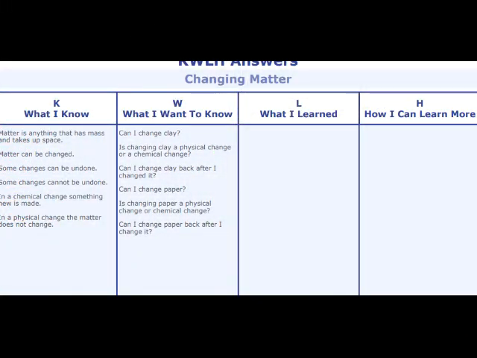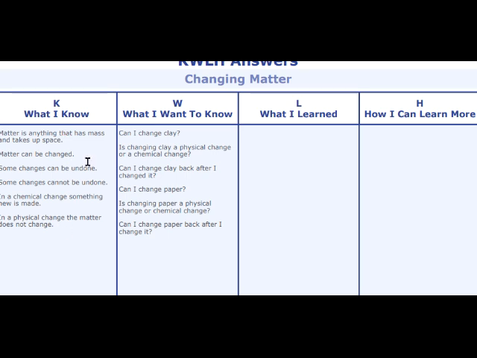If you click on that second box, it's going to take you to this example, and there are a lot of sentences. Do you need to write this many sentences? No, but these are great examples if you just want to write 1 or 2 like I did. It says, matter is anything that has mass and takes up space. You already know that. Matter can be changed. Some changes can be undone. Maybe you do already know that. Some changes cannot be undone. In a chemical change, something new is made. In a physical change, the matter does not change.